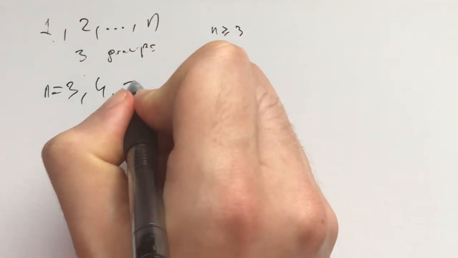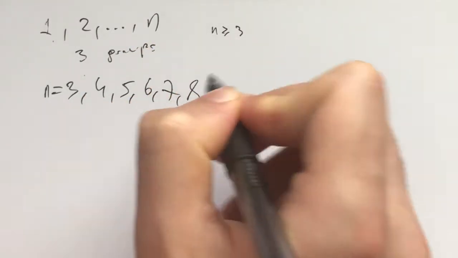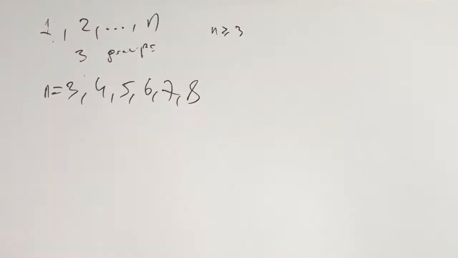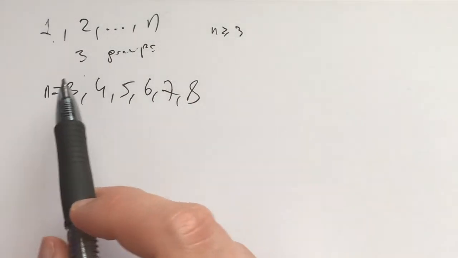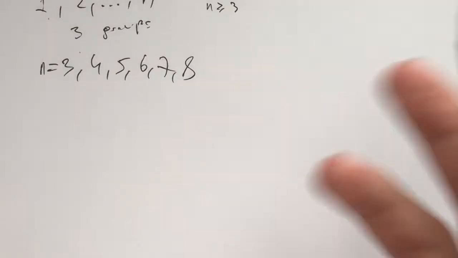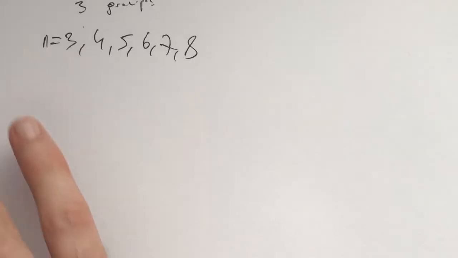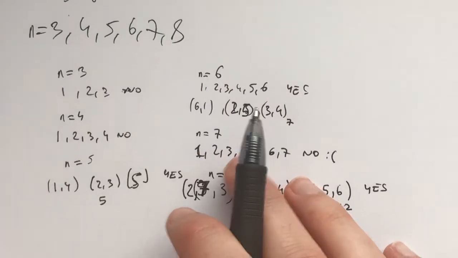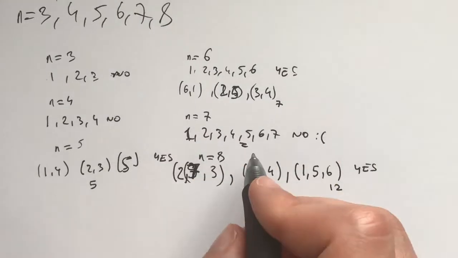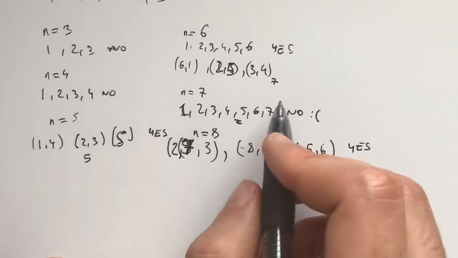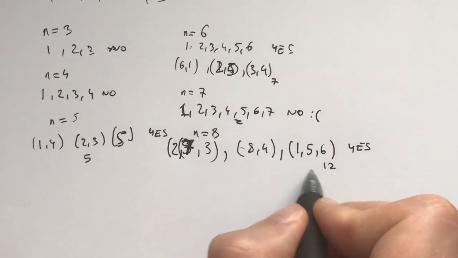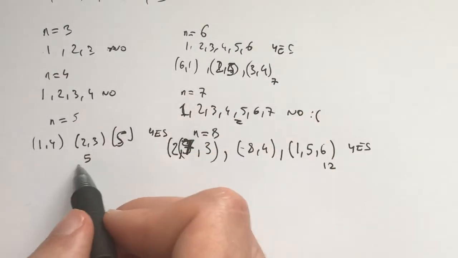N equals 3, 4, 5, 6, 7, 8, and figure out which of these you can put into groups and which ones you can't. So now I invite you to take 5 to 10 minutes and figure out which one of these work and which one of these don't work. And now we're going to play around. And what we get is that 3 doesn't work, 4 doesn't work, 5 works, 6 works, 7, no matter what we do, we can't seem to get them, and 8, it works. We get a sum of 12 in each one of these cases. Here we get a 7, here we get a 5.